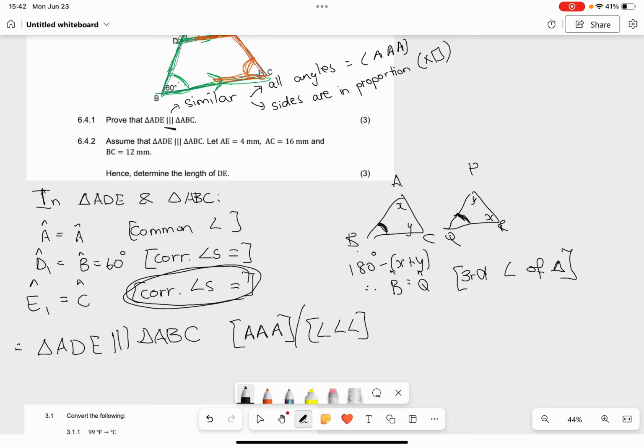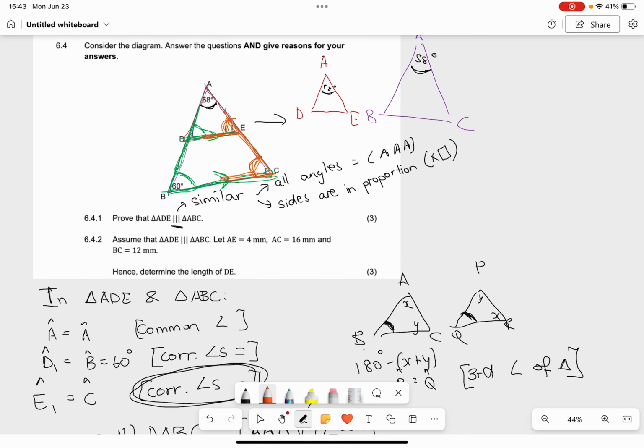Okay, next question is asking, assume that triangle ADE is similar to triangle ABC. So even if you are not able to prove it in the previous question, let's assume it now. Let AE equal 4 millimeters. Okay, I'm going to erase everything off of here now.